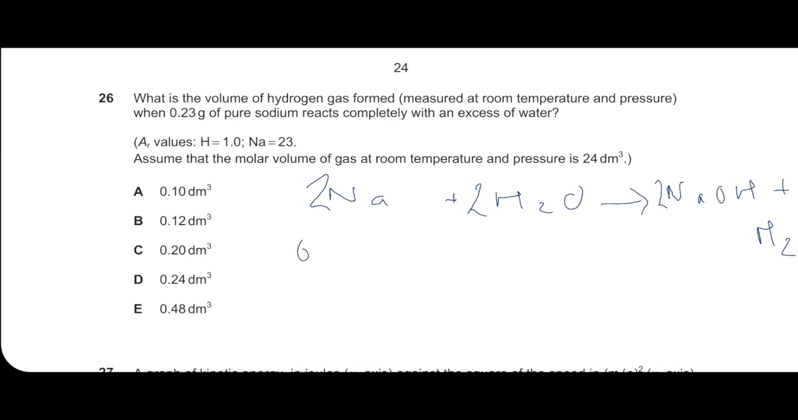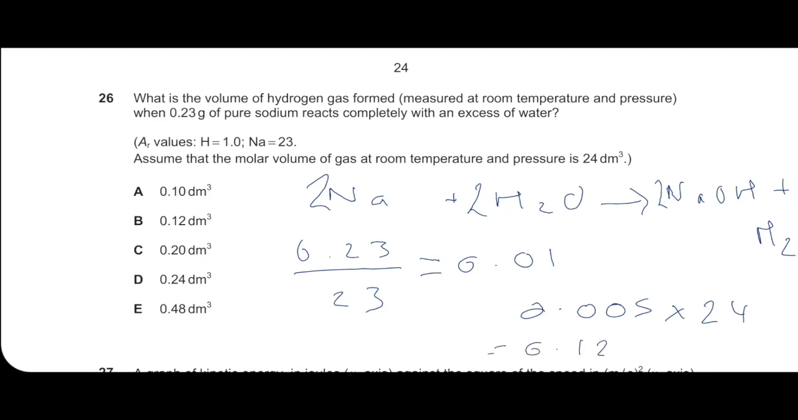So 0.23 over 23 will give us the moles of the sodium. So that is 0.01. And we know that for every 2 moles of sodium, there is 1 mole of hydrogen gas. So we divide 0.01 by 2, and that gives us 0.005. And we multiply that by our 24 decimeters cubed, because we have 0.005 moles of hydrogen gas, and 1 mole of hydrogen gas has the equivalent volume of 24 decimeters cubed. That gives us 0.12. Therefore, the answer is B. That's question number 26 completed.